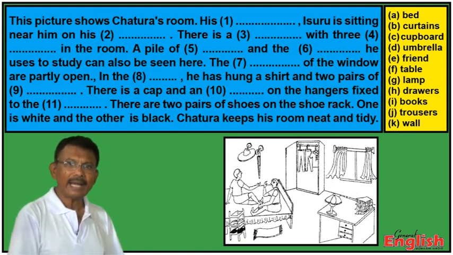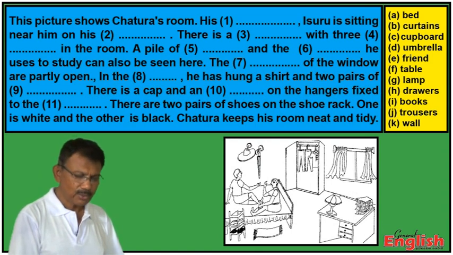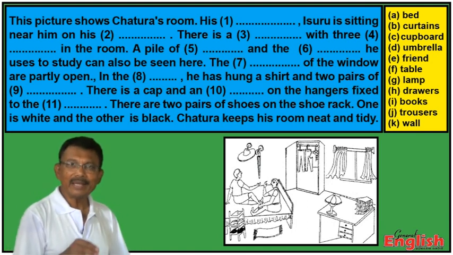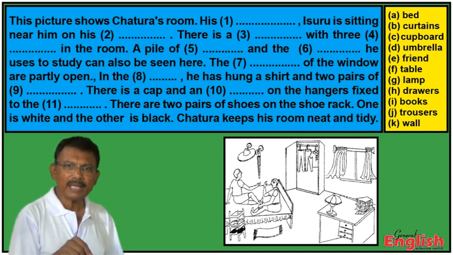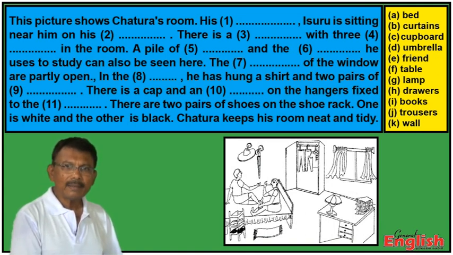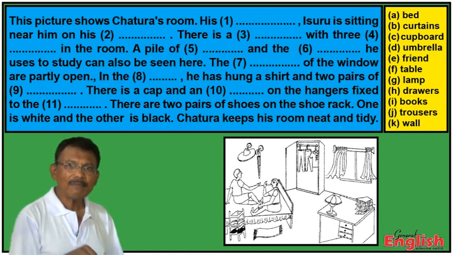His, now the first one is done for you. His, there is a blank. His blank, Isuru is sitting near him. So his blank. Now in this blank there must be a noun. So the noun must be a person. Why? Isuru is a name. So his, who is Isuru? Isuru must be his friend.